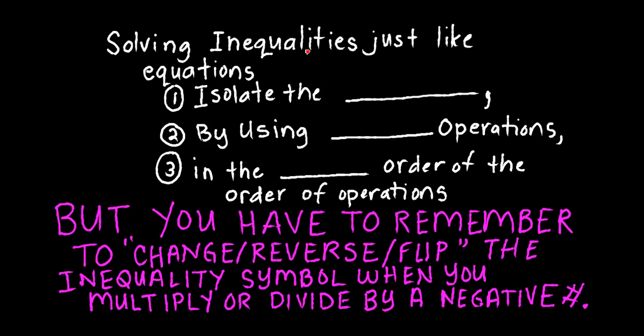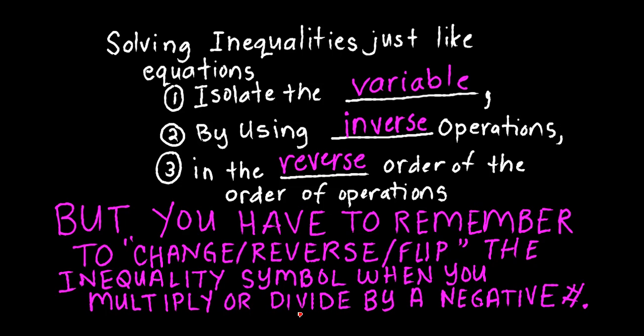Solving inequalities is just like solving equations. You're going to isolate the variable by using inverse operations. Those are the ones that are opposites of what you're trying to undo, in the reverse order of the order of operations. So since we're talking about multiplication and division, we're going to be using multiplication and division to undo multiplication and division. Let's get started.